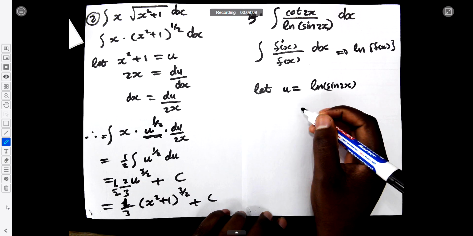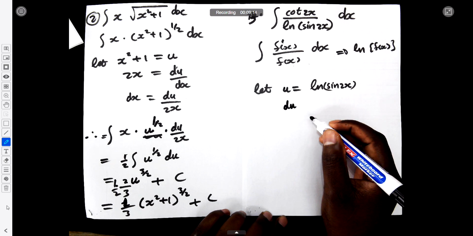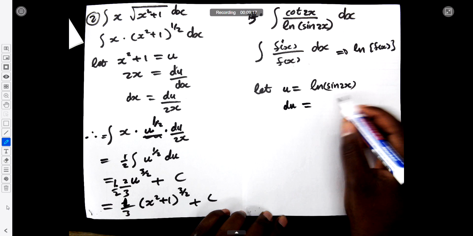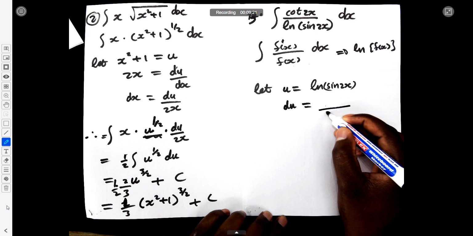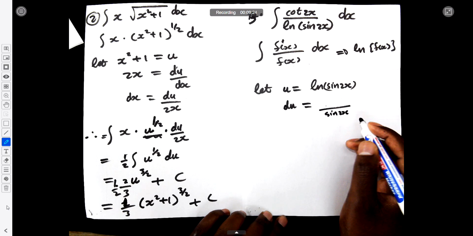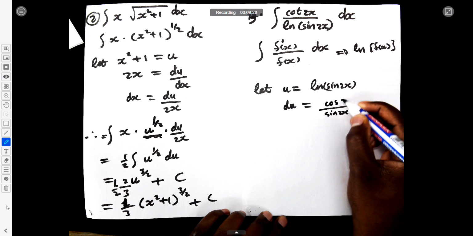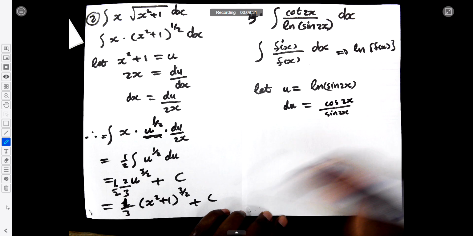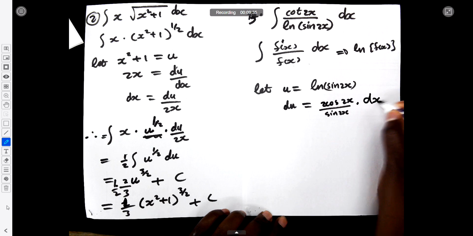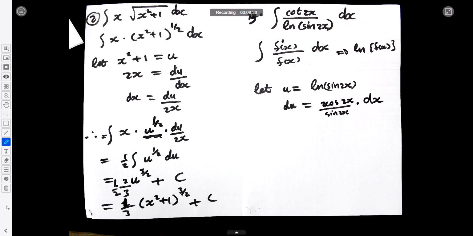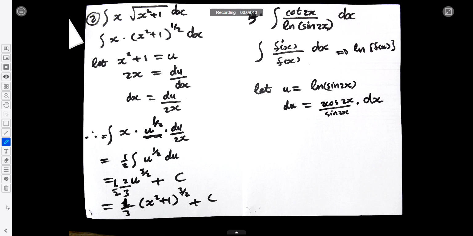Now let's differentiate in terms of x. So we differentiate u in terms of x, it will be what? du over dx is equal to the derivative of ln sine 2x. So it's 1 over sine 2x, multiplied by the derivative of sine, which is going to be 2 cos 2x, multiplied by the derivative of the angle, which is 2. Therefore, multiplied by dx. The more we advance, we'll no longer write over dx, we just multiply by dx on the right hand side.